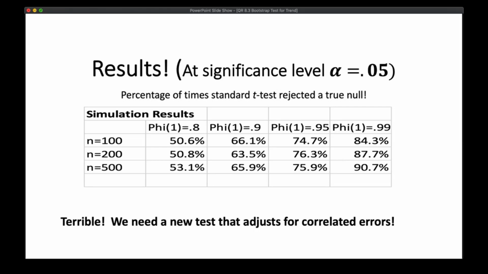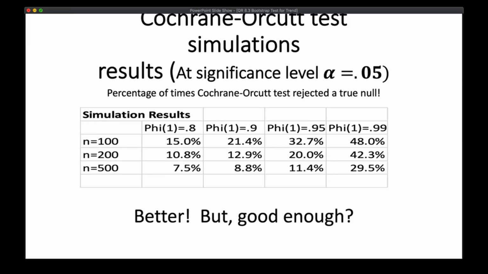And we said then that we need a new test that's going to adjust for the correlated errors, because that's the thing that's causing trouble here. The standard t-test assumes that you've got uncorrelated errors. You've got independent errors. But we know in time series data sets, a lot of times we do not. In most cases, we do not. So we need a new test. So that's when we learned about the Cochrane-Orcutt test.